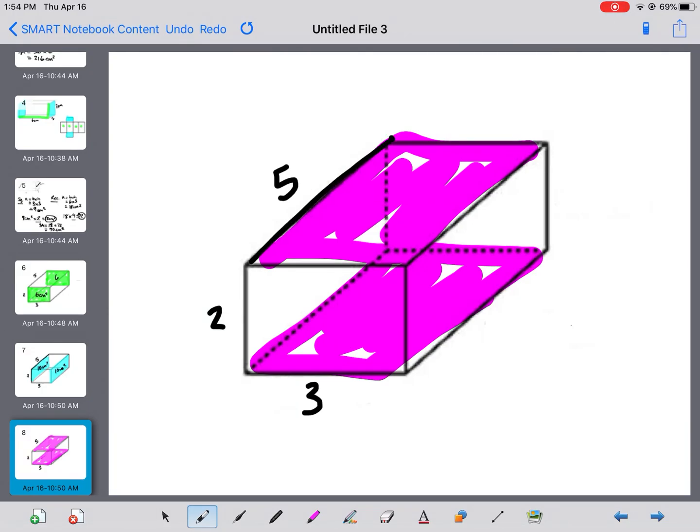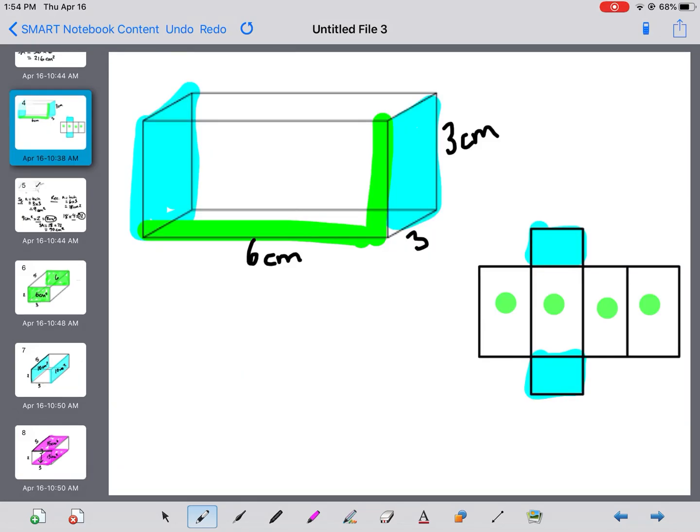But then if we look at the top and bottom of the shape, this side would still be 5, but this one is actually a 3 to match up with over here. So the area of the top and bottom is 15 centimeters squared, not 10 centimeters squared. So just something to be aware of. Rectangular prisms have opposite matching sides, but it won't always be the case like it was back a few slides ago, where we had 4 sides that were all the same.